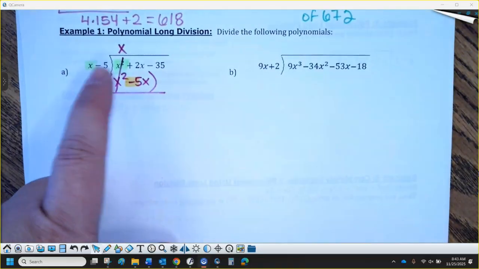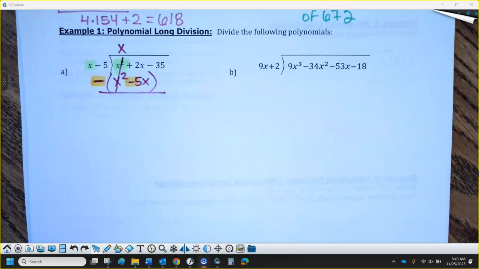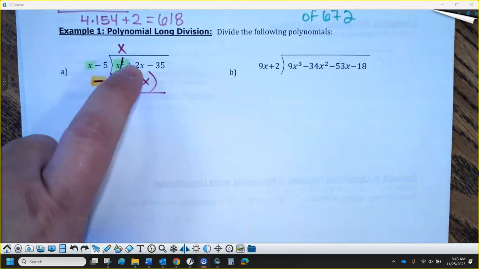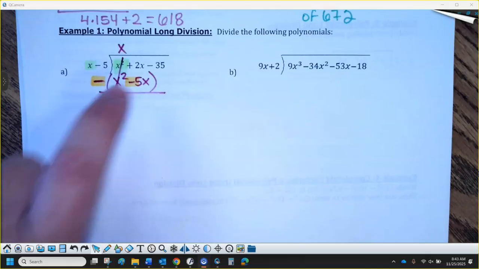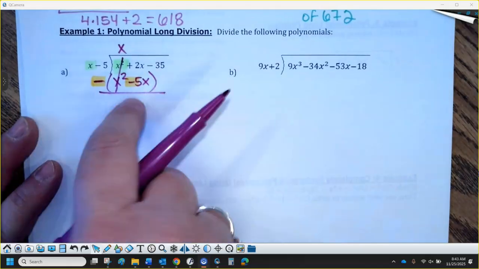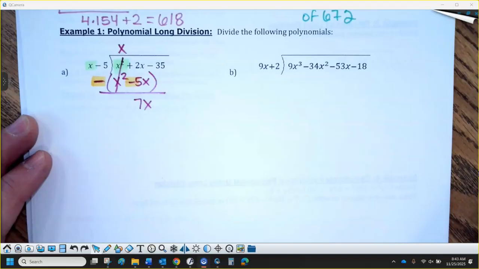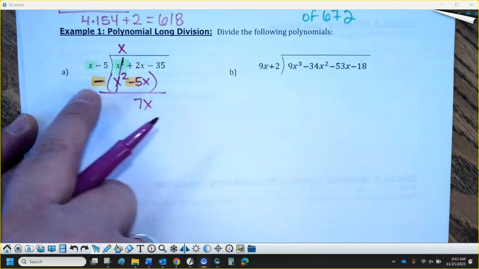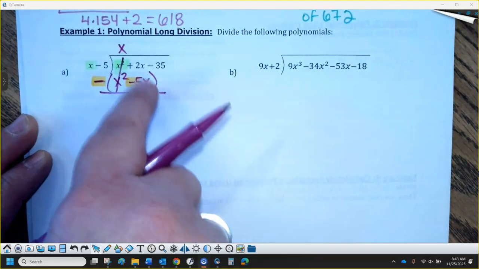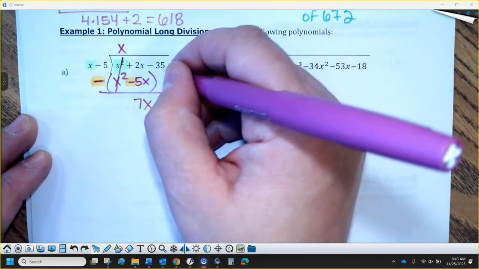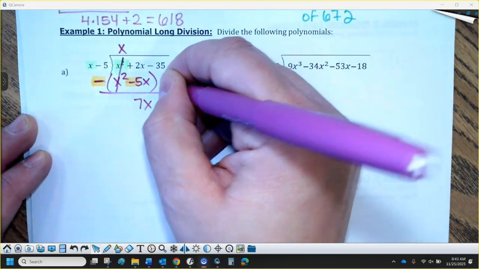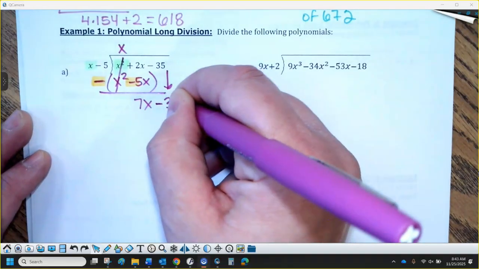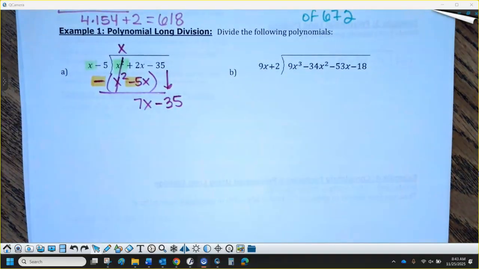What do you do if you get minus a negative? You're adding. So if you get minus a negative, this is really going to be 2x plus 5x. So when I subtract that, because it's minus a negative, that's going to end up being 7x. Does that make sense? I know it's a little bit weird, but it's minus a negative. You have to distribute that subtraction sign. So if you get a negative and a negative, you're actually going to add that number. Okay, now like you do with a number, you're just going to bring down, instead of a digit, the next term in that polynomial. So I'm going to bring down the negative 35.